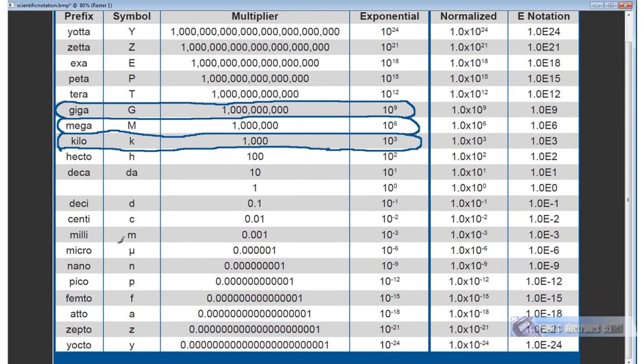Now, going smaller, the important ones for us are this block here, milli, micro, nano, and pico. You will find a PDF file containing this document only in the document folder on your DVD.